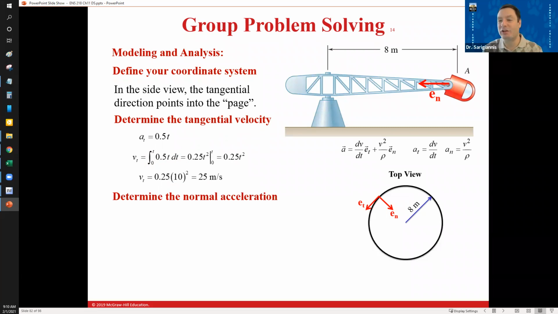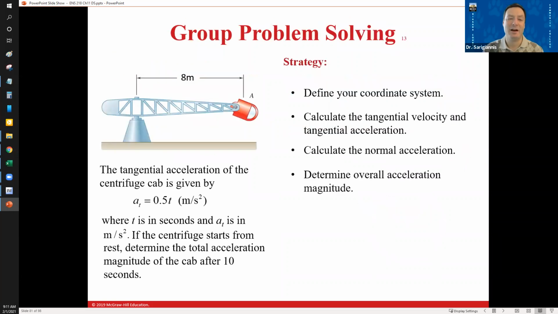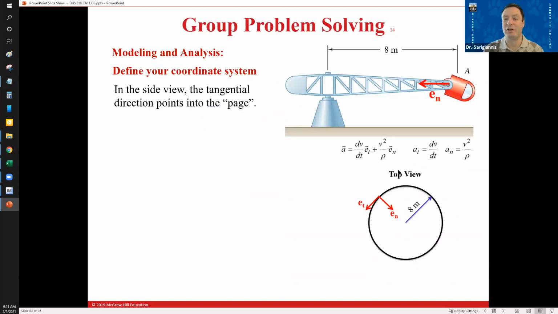And then what's your normal acceleration? Normal acceleration is just v squared over rho. Now remember, when you do a problem like this, you're going to look at it and say, okay, I need to know the total acceleration magnitude. So you're going to look at these equations and say, okay, the total acceleration is the sum of the tangent and normal components.